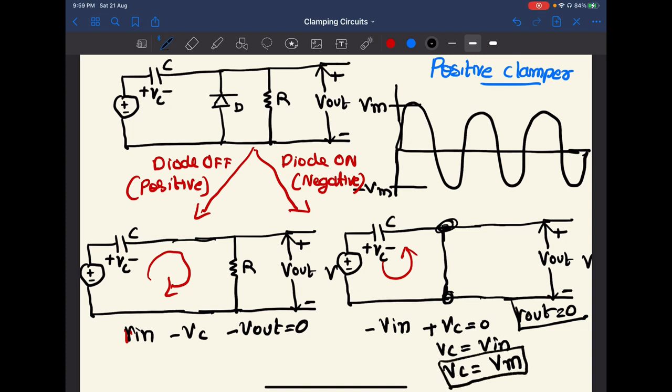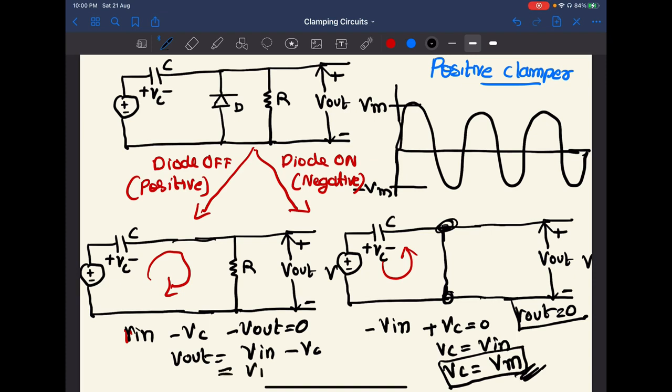And the next case is the capacitor discharging through a resistor, and the RC time constant of this discharging is very high. So for a small time interval, we can say that the capacitor provides a constant voltage, that is Vm. So V output is nothing but V in minus Vc. During the positive cycle, it will provide constant voltage since the RC time constant is very large.